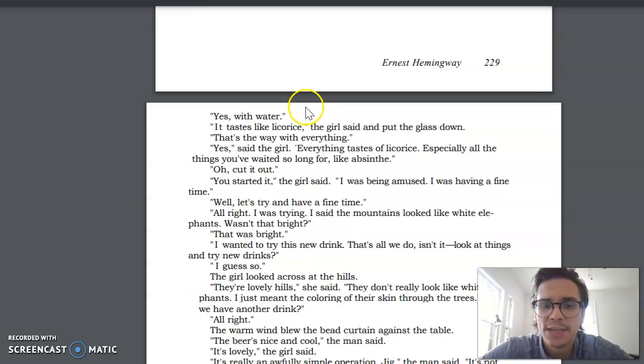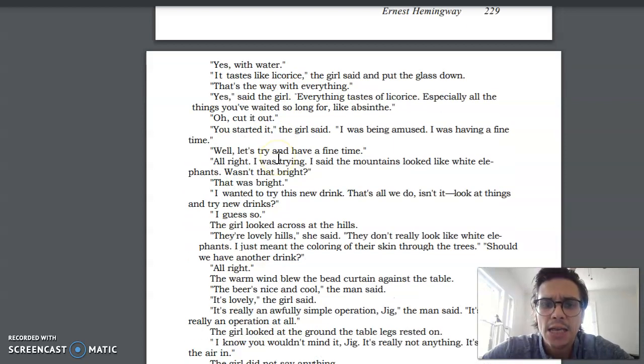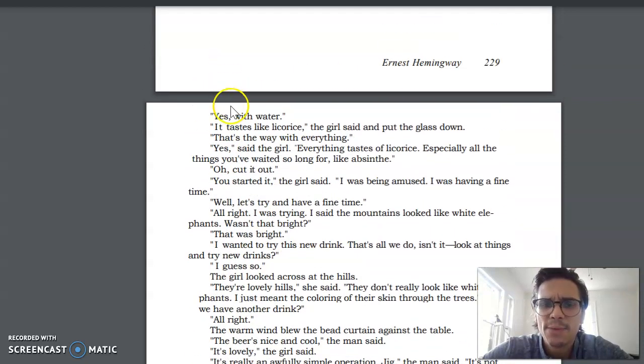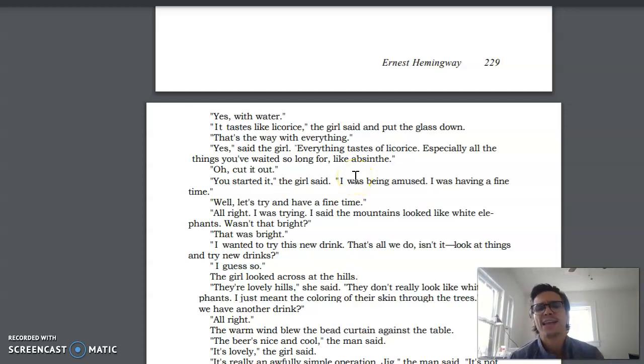So they're having drinks, and the woman says something interesting. She's talking about the drink. She says, "It tastes like licorice," the girl said, and put the glass down. The man says, "That's the way with everything." "Yes," said the girl, "everything tastes of licorice, especially all the things you've waited so long for, like absinthe." So the idea that everything tastes like licorice. Now think of what licorice tastes like.